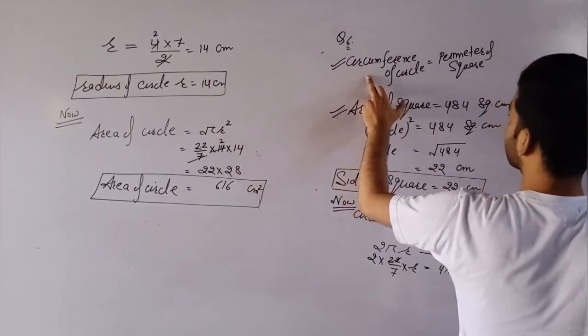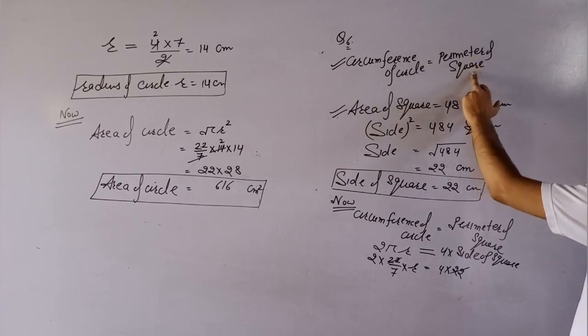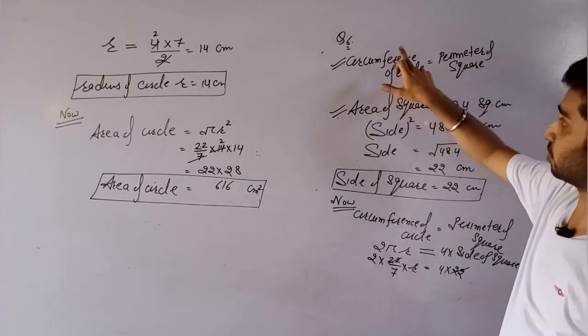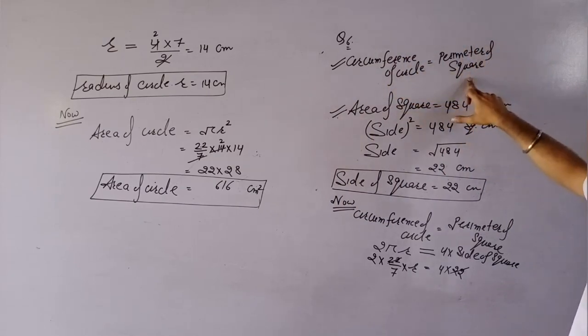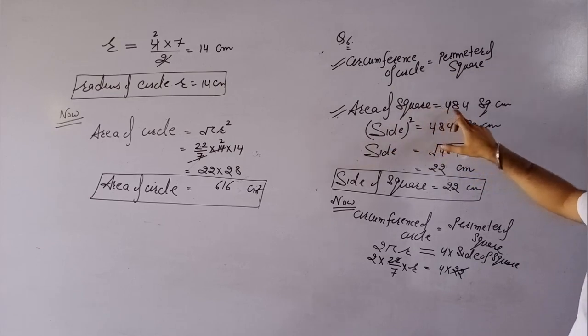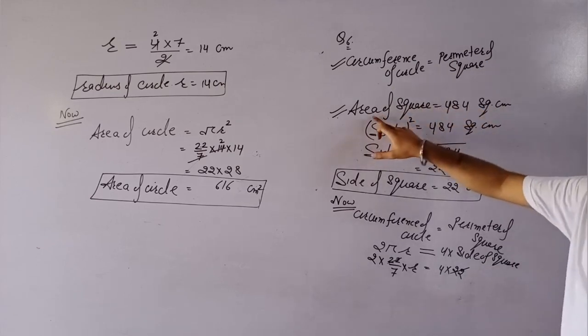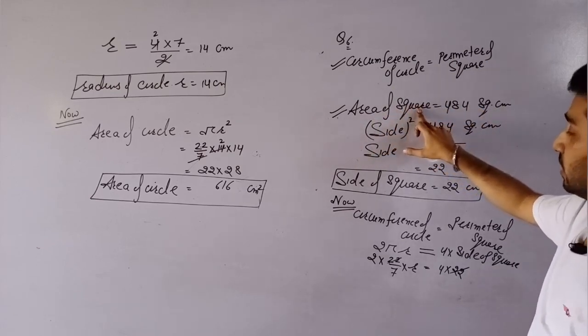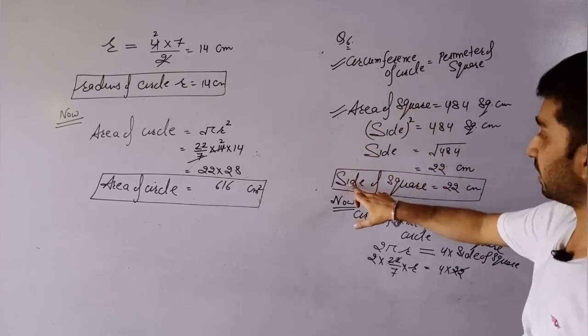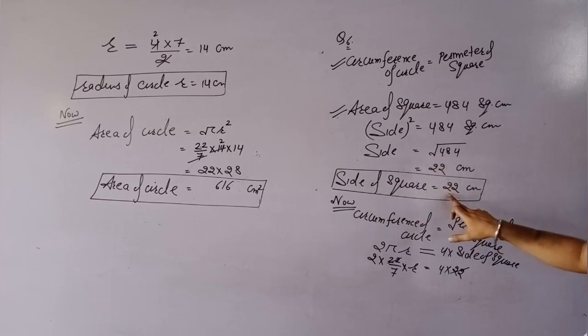First of all, it is given that circumference of circle is equal to perimeter of square. It is a relation between circle and square. Now it is also given that area of square is 484 square centimeter. By using this, we know that area of square is given by side square is equal to 484. Solving this, we have found that side of square is equal to 22 centimeter.